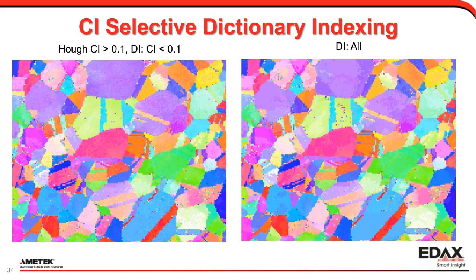So here's the confidence index after the filtering approach on the left, and here's the result using just dictionary indexing on everything. And we actually seem to get a little bit better result. In some cases, other areas, if you look in detail, you lose it.